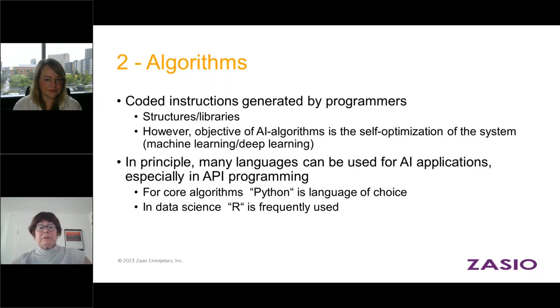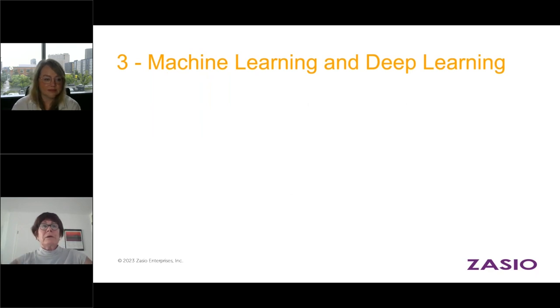In principle, many languages can be used for AI applications, especially for the API programming, so the interface programming. Typically nowadays, Python is the language of choice. In data science, R, as a statistical analysis language, is frequently used. So when you hear those terms, those are at least today, 2023, the languages of choice.